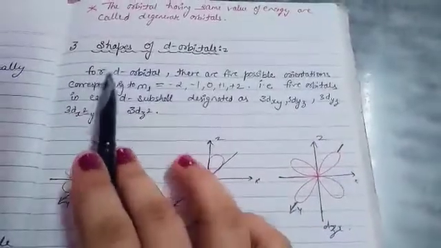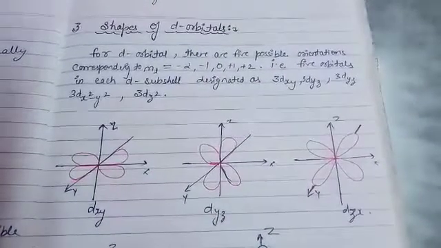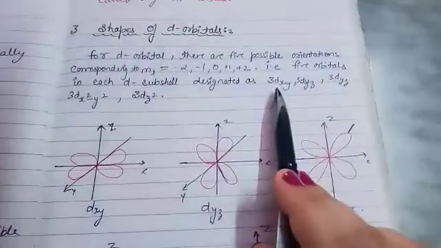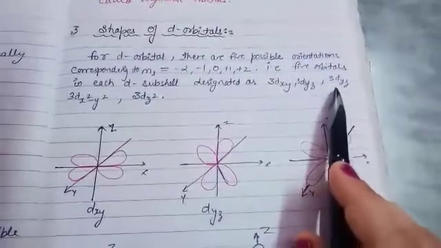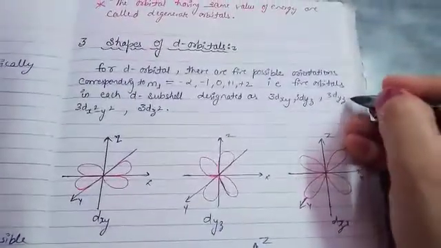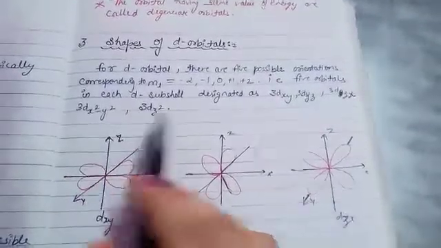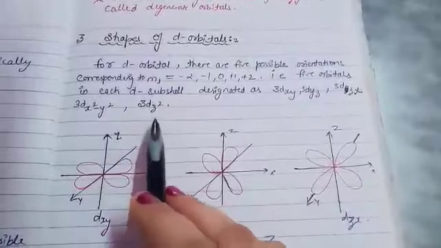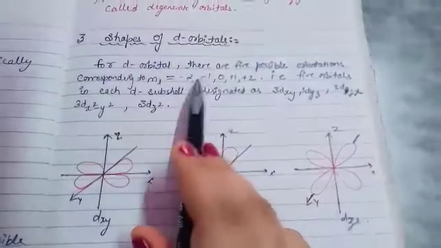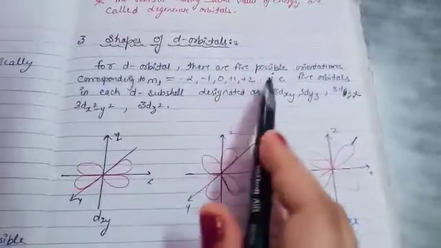Now another one is shapes of d orbital. In case of d subshell, how many orbitals are possible? 5 orbitals are possible, and they are designated as dxy, dyz, dzx, dx square minus y square and dz square. Why? Because when l is equal to 2, for d orbital, 5 orientations are possible: -2, -1, 0, +1 and +2.